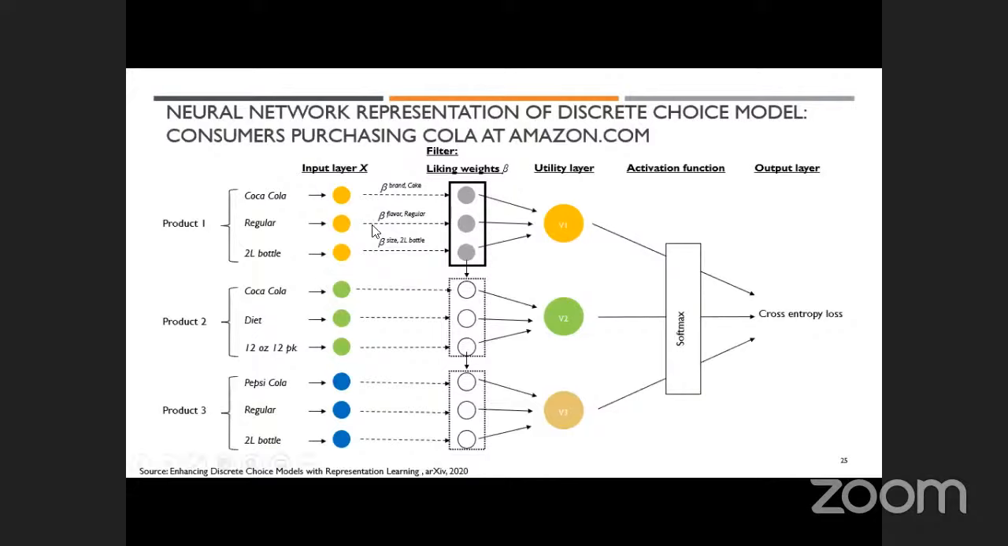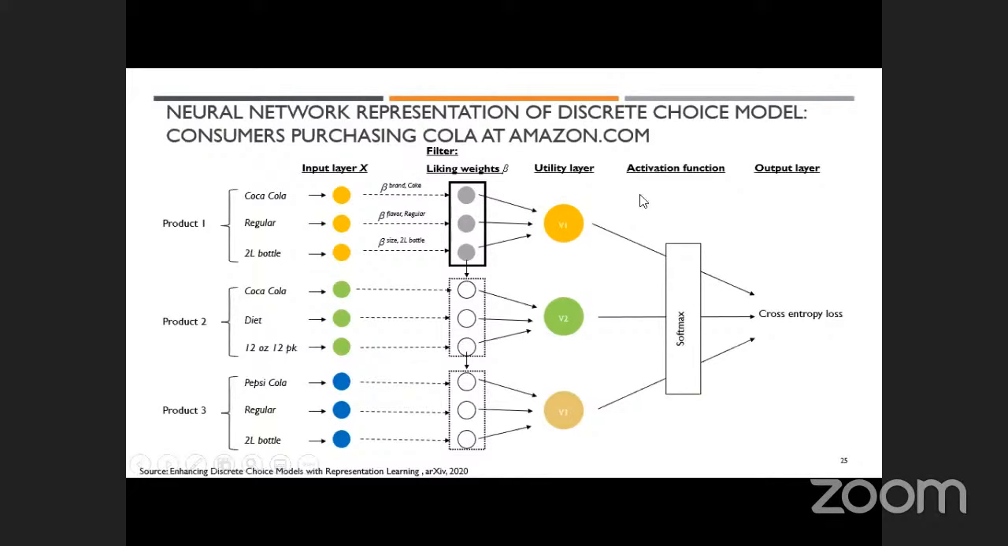You can cluster them by product, right? And then there is a common weighting factor, the liking weight, which will be shared across the products because we are assuming that the same weight can be applied for the same attribute levels, right? If you convolve this, you can get the overall utility for each product. So this will be the utility layer.